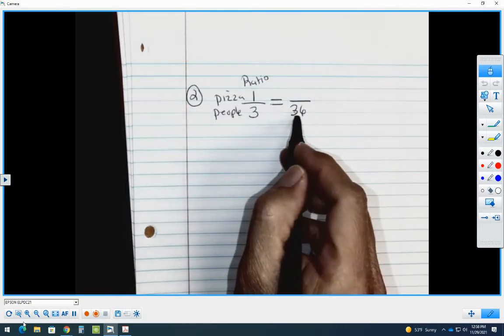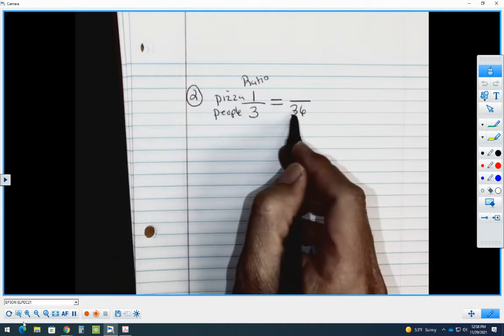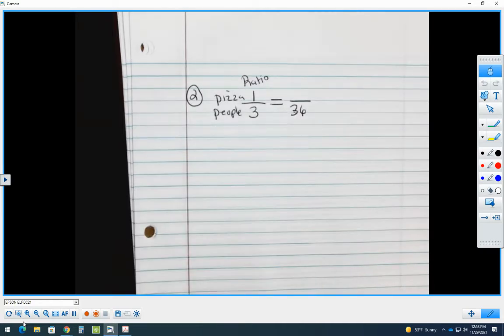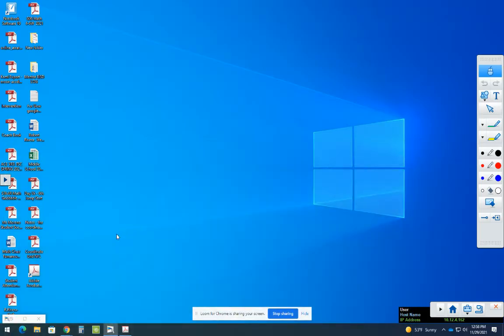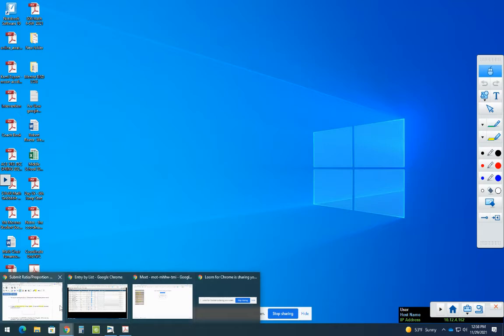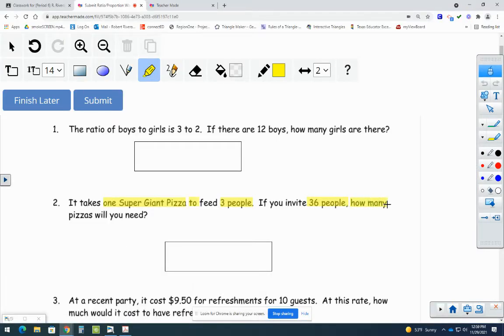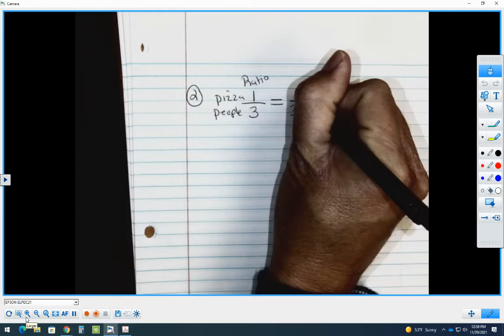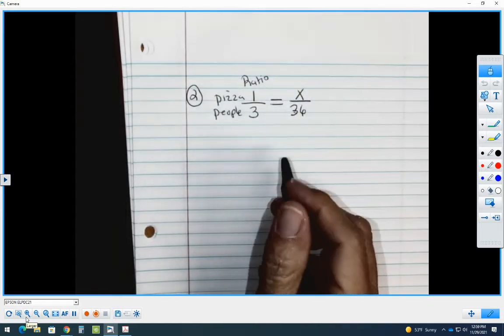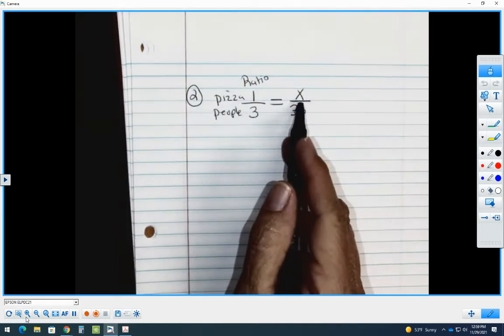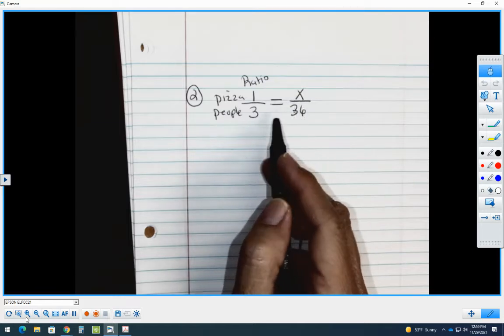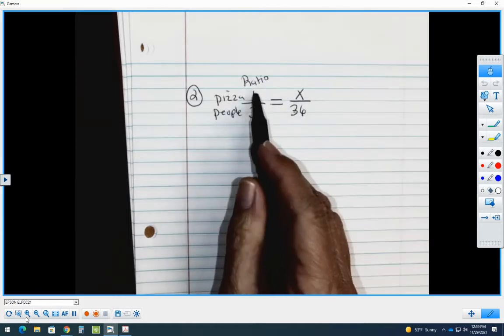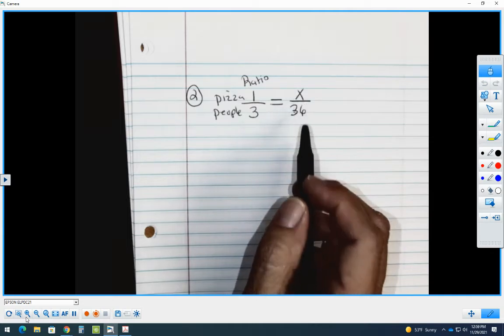Now, why did I put the 36 on the bottom? It's because those are the people that I'm inviting. Let me go back to the question so I can see how many pizzas will 36 people get. Let's see, they give me that information. So if I go back, it actually says how many pizzas will you need. So basically, I do not know how many pizzas I will need, so I'm going to call that x. In mathematics, when we don't know something, we use a variable to represent the unknown. So I have set up a proportion here. Two ratios that are equal. We have the unknown of x.